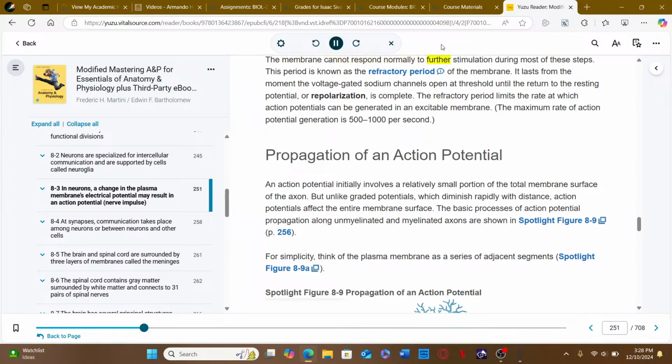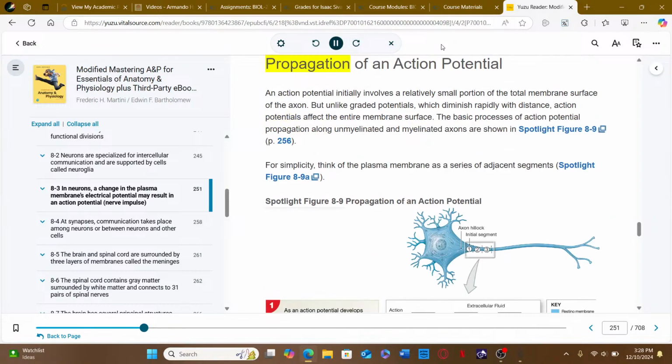The membrane cannot respond normally to further stimulation during most of these steps. This period is known as the refractory period of the membrane. It lasts from the moment the voltage-gated sodium channels open at threshold until the return to the resting potential, or repolarization, is complete. The refractory period limits the rate at which action potentials can be generated in an excitable membrane. The maximum rate of action potential generation is 500 to 1000 per second.